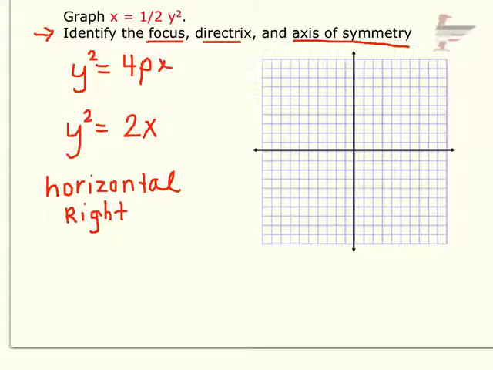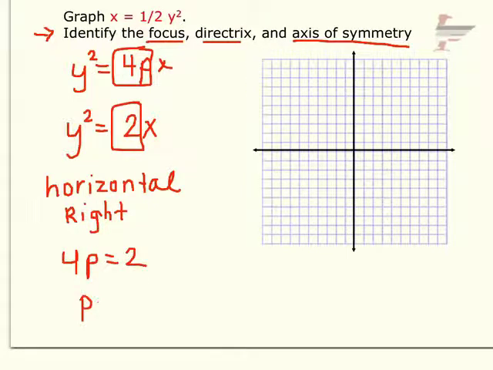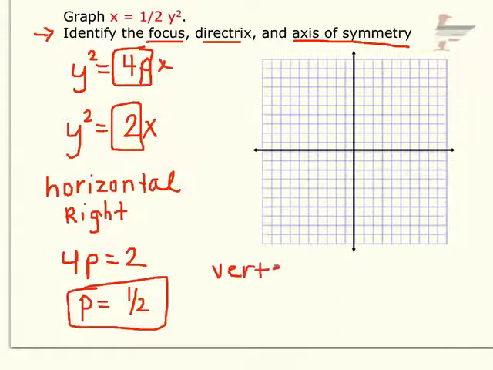I can also easily solve for p, since everything else matches up, right? So 4p has to equal 2. Not that you have to write this out, but divide by 4, and 2/4, of course, is a half. So I know p is the distance from my vertex, which, by the way, I'm going to fill in because there's no shifting, no h or k, horizontal or vertical shifting. My vertex is going to be at the origin.